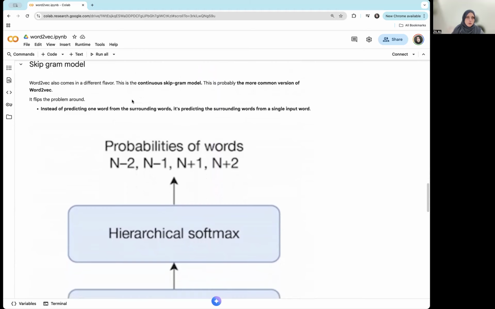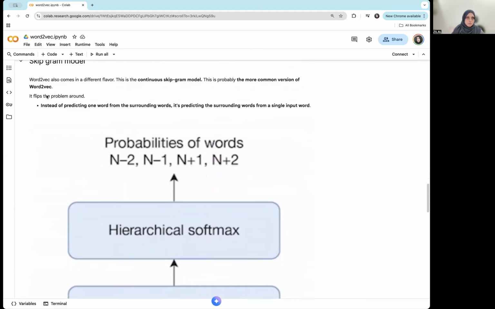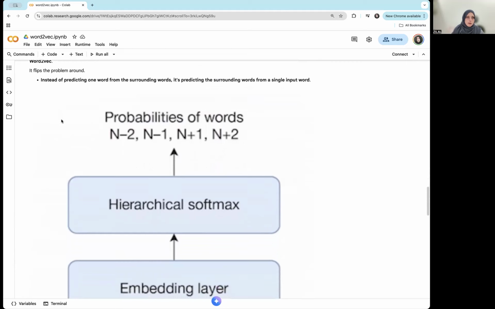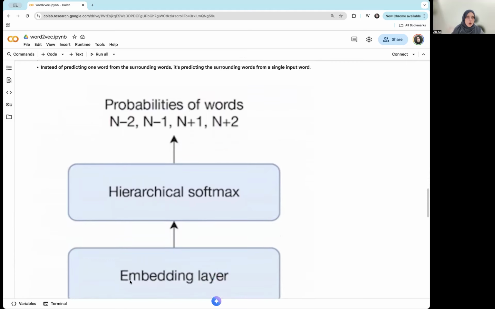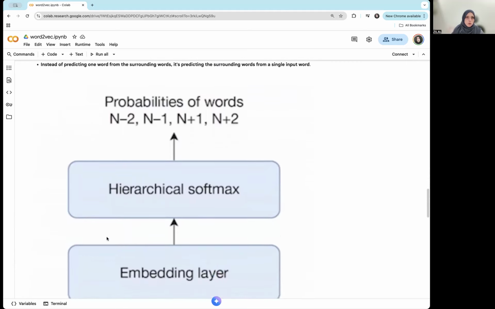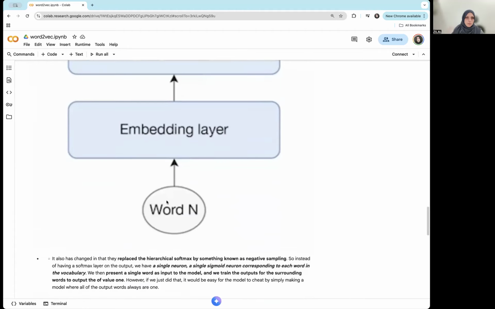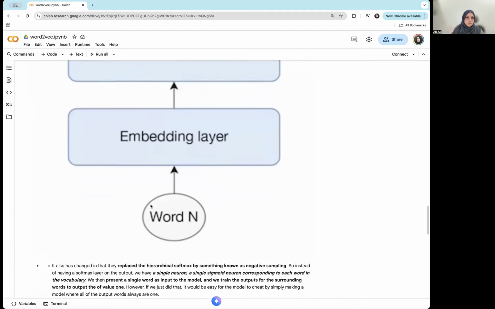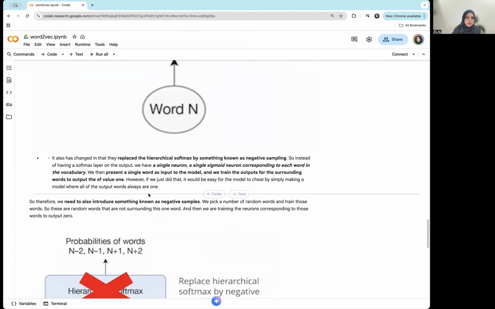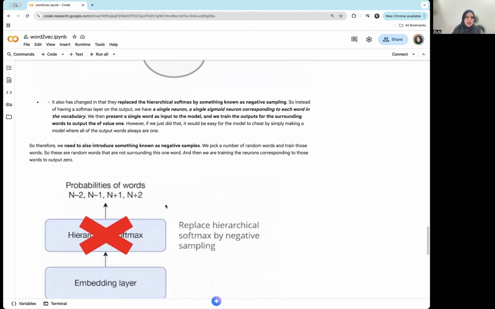Another version of word2vec is the skip-gram model, also called the continuous skip-gram model. This is the more common version of word2vec. It flips the problem around. Instead of predicting one word from the surrounding words, it's predicting the surrounding words from a single word. It also changed that they replaced the hierarchical softmax by something known as negative sampling.